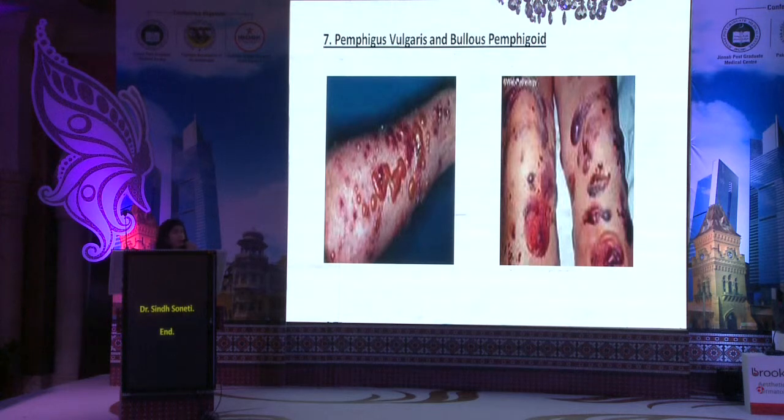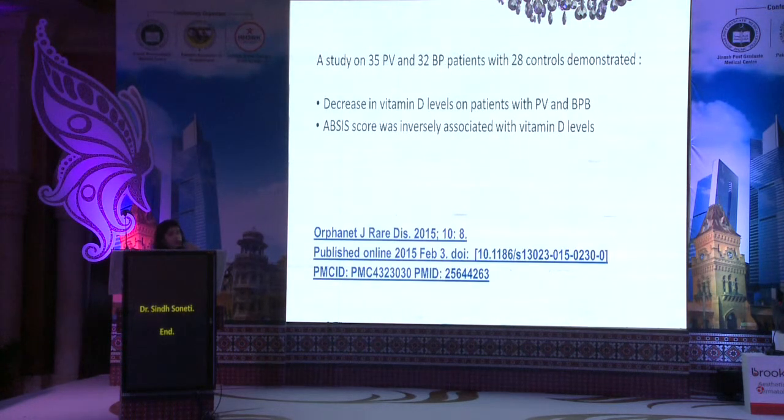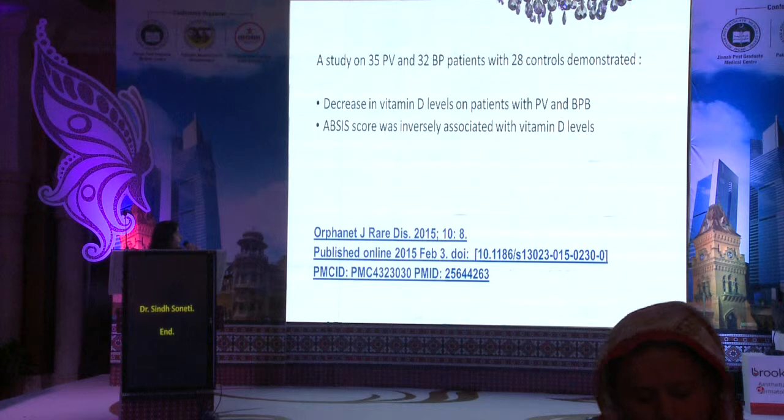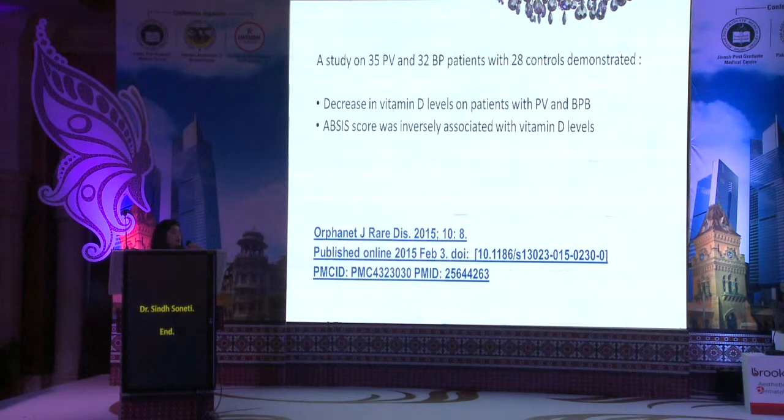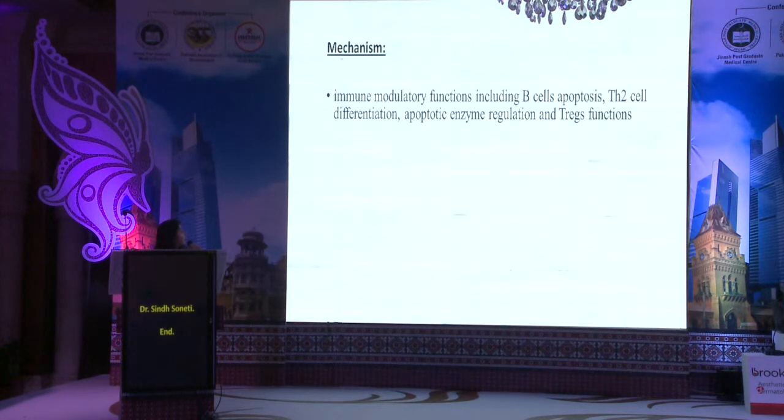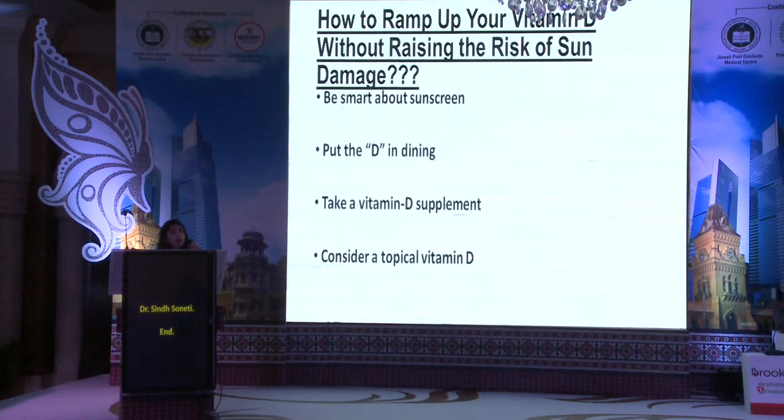Coming towards another disease, pemphigus vulgaris and bullous pemphigoid, a study on 35 PV and 32 BP patients with 28 controls demonstrated a decrease in vitamin D levels with PV and BP patients. And autoimmune bullous severity score was inversely associated with vitamin D levels. So vitamin D through immune modulatory functions, including B cell apoptosis, Th2 cell differentiation, apoptotic enzymes regulation, and T regulatory cell functions may have a role in autoimmune blistering disorders.